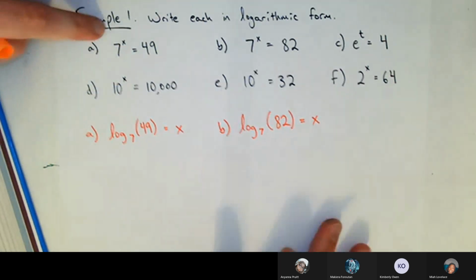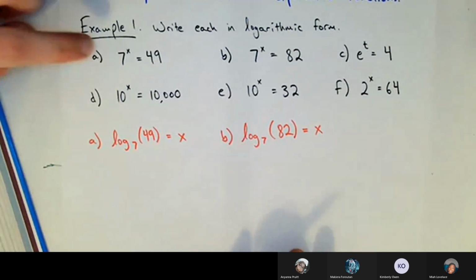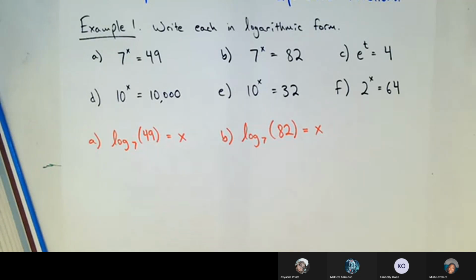Notice that back here, you could probably figure out part A without ever knowing what a logarithm is, right? If I asked you what x is, you could probably tell me after you thought about it for a second. x needs to be 2 in part A. x must be 2 because 7 squared is equal to 49. So maybe the logarithm does not seem so useful here.